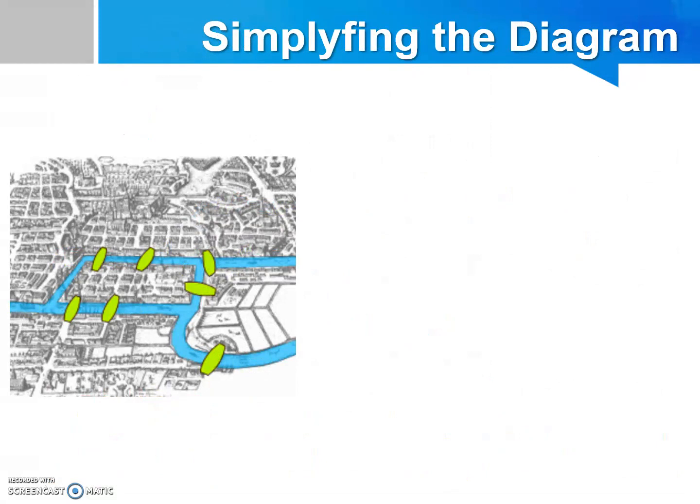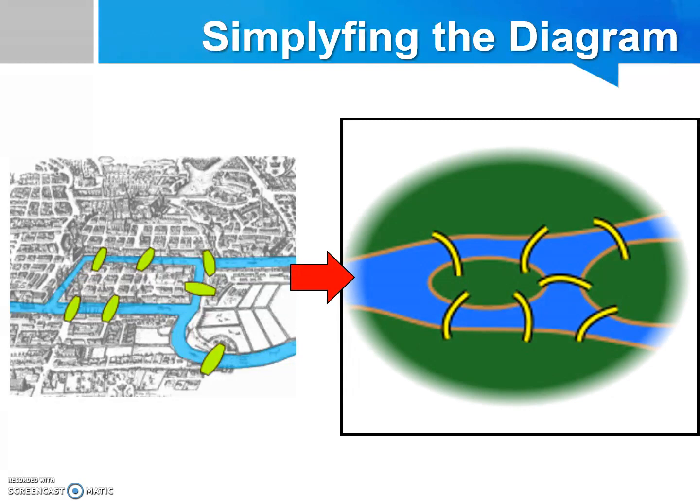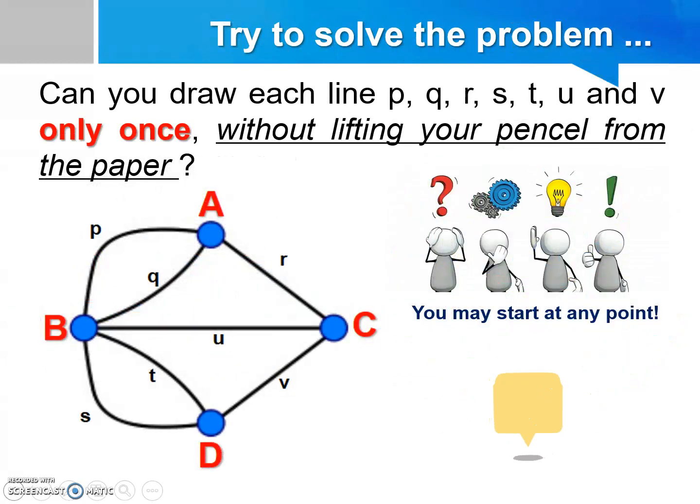To make it easier to visualize the map, let's simplify it together. As we can see here, there are 4 major parts of land, which are land A, B, C, and D. There are 7 bridges and we label them as P, Q, R, S, T, U, and V that connect the lands together. To draw it in the mathematical way, we can draw it like this.